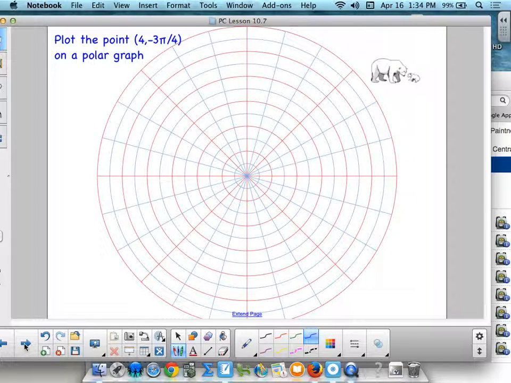First graph 4 comma negative 3/4 pi. Then look at the next slide. It says graph another one. How about if I give you 30 seconds just to graph that one? 4 comma negative 3/4 pi.